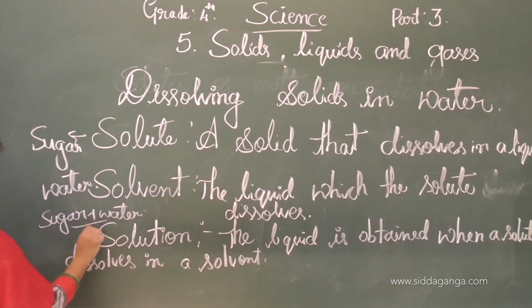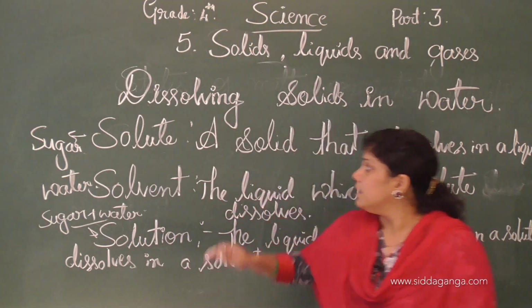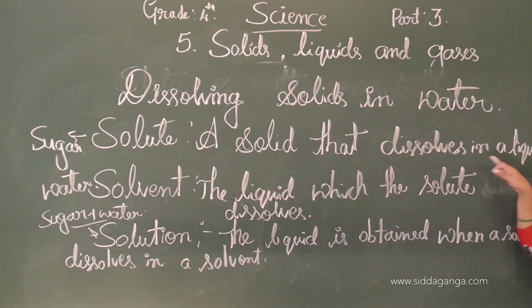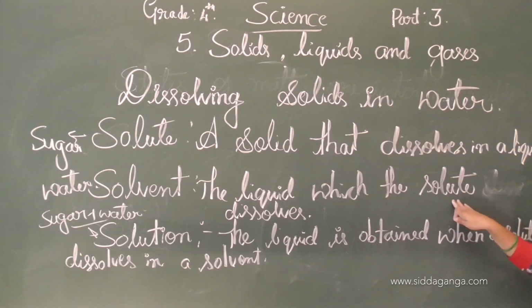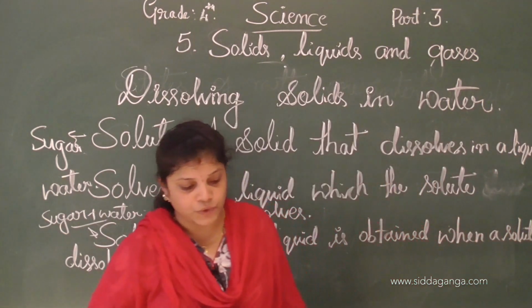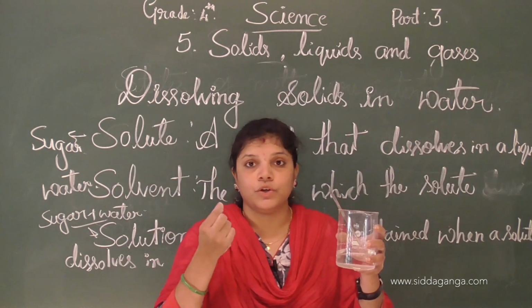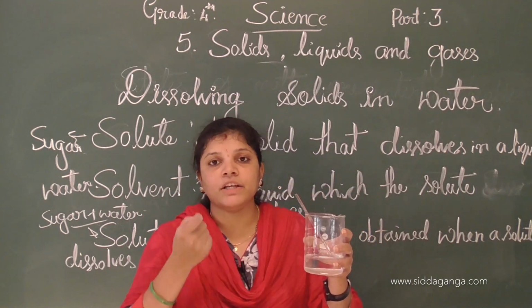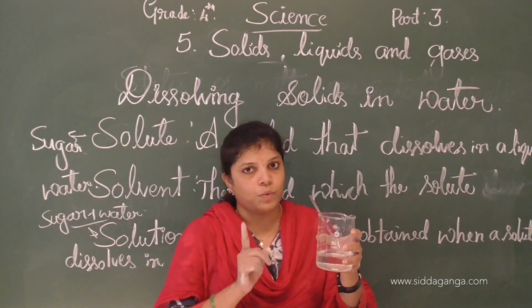Water is the solvent, and what do we call the solution? See, a solid that dissolves in a liquid is called the solute, and the liquid in which the solute dissolves is called the solvent. The liquid obtained when a solute dissolves in a solvent is called a solution. See, in this activity, the sugar crystal is a solid, so it is the solute, and this liquid is water.